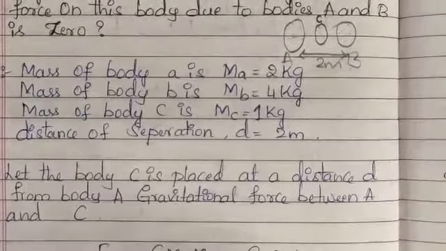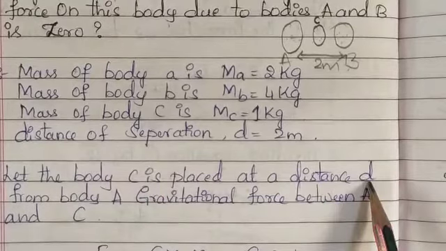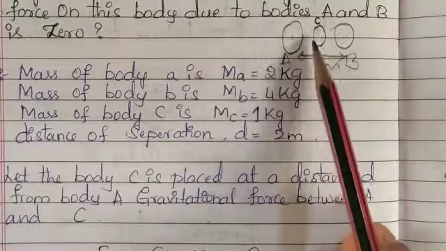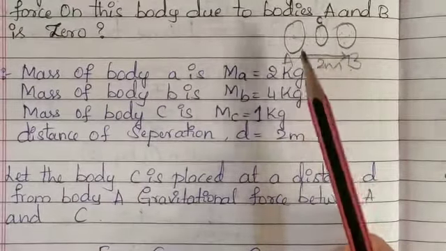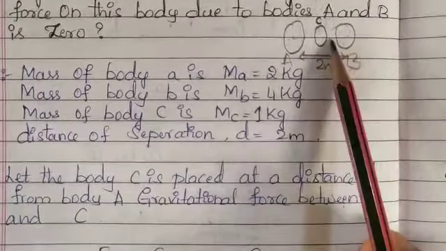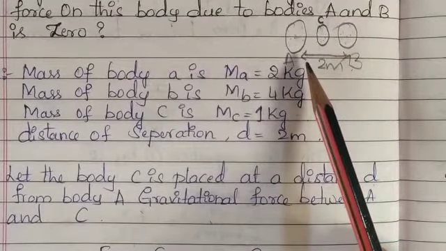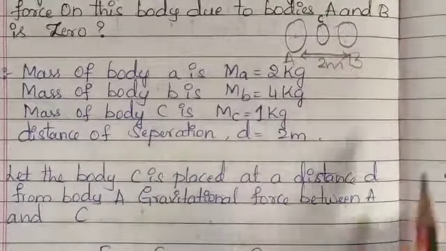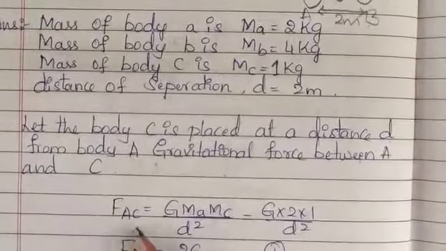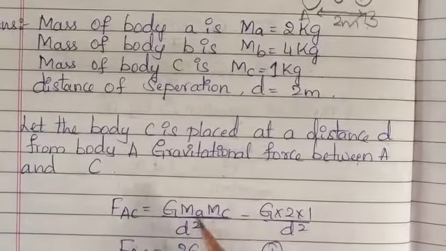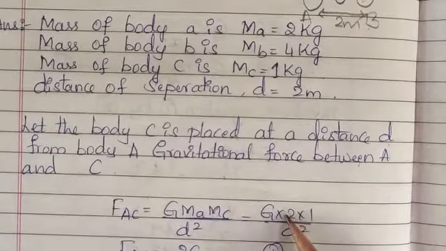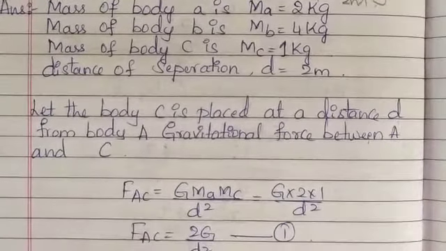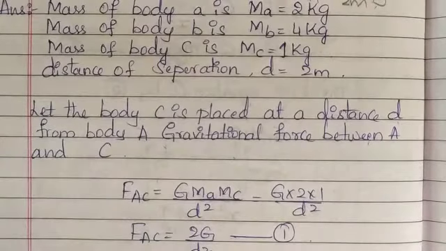Now let the body C be placed at a distance d from A. Consider the gravitational force between A and C. Two objects I will consider separately. Next B and C separately, because A and B don't have the force of gravitation between them. Now only the force of gravitation is there between A and C, as well as C and B. So the formula we are going to consider is FAC equals G MA MC divided by d square, because A and C are the two objects. The A value is 2 kg and the C value is 1. So FAC is equals to 2G divided by d square.